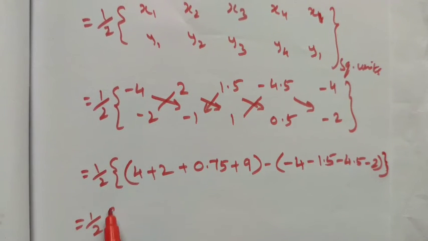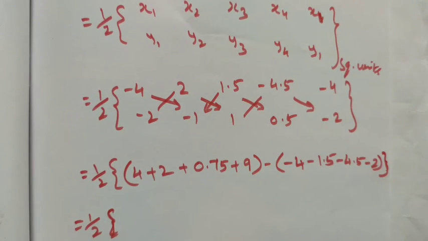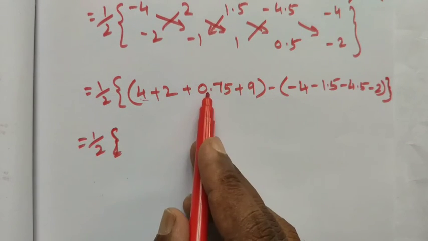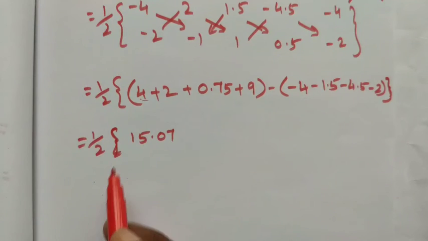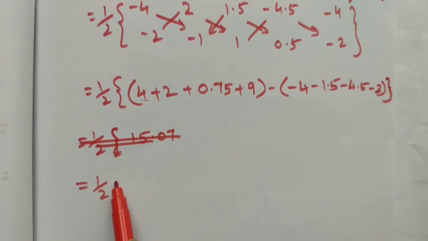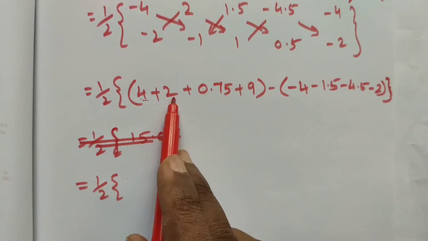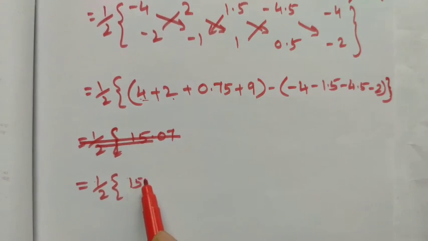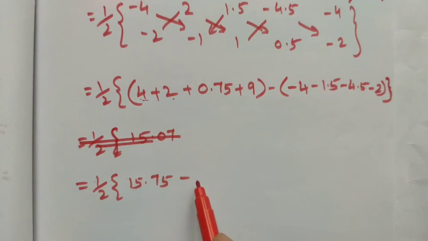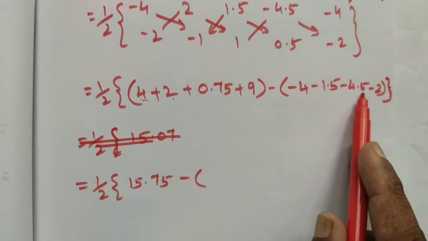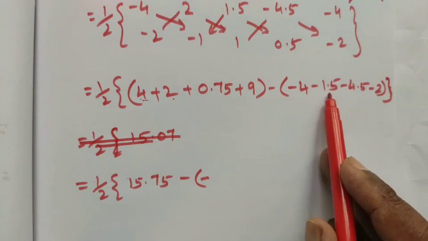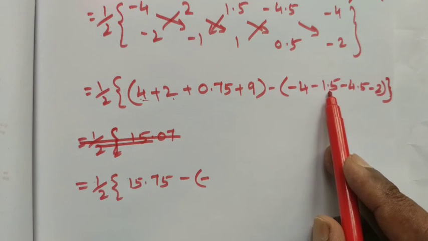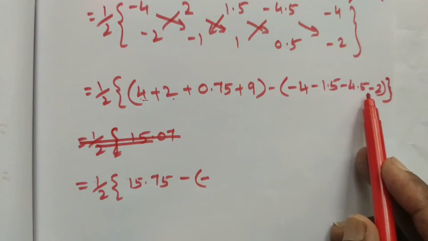Now again you have to simplify the terms, addition and subtraction. Sum of this term is 1 by 2 into 4 plus 2 is 6, 6 plus 9 is 15, 15 plus 0.75 is 15.75. Here we have minus of the second term. See, all the terms are negative values, so put negative and add the terms. 4 plus 1.5 is 5.5, 5.5 plus 4.5 is 10, 10 plus 2 is 12.